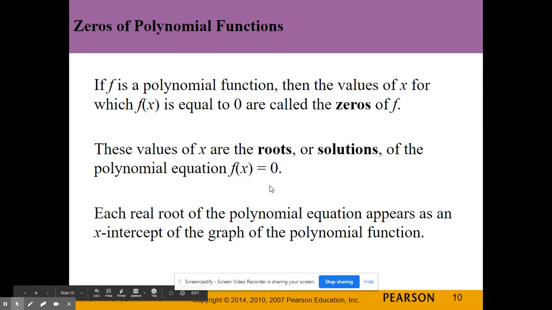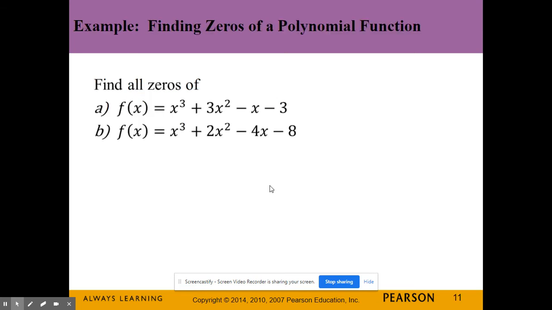All right. Zeros of a polynomial. Zeros are interchangeable with roots, solutions, and x-intercepts. They're all the same thing. So you can get them a couple different ways. I know if you think back to the objectives, it did talk about factoring. So we're going to factor to get some of them, but same thing as looking on a graph and seeing where it crosses the x-axis. So we're going to find all the zeros of these two functions.